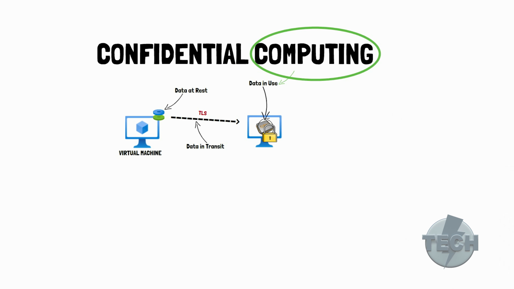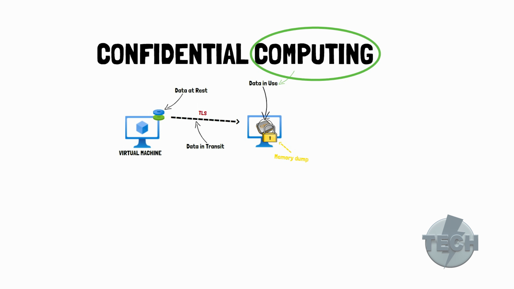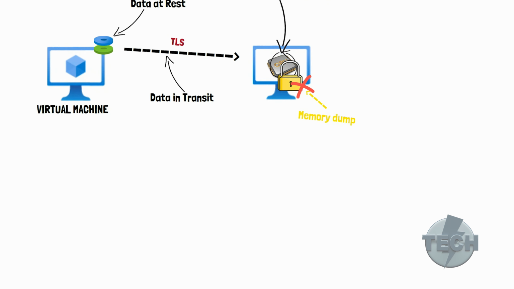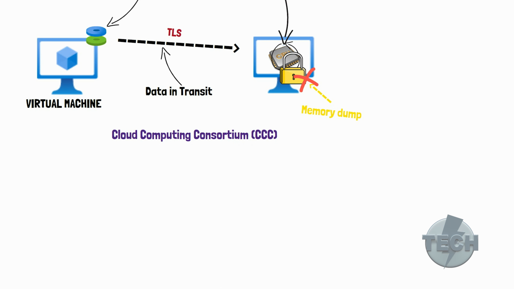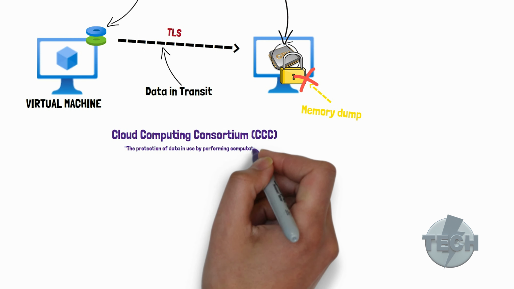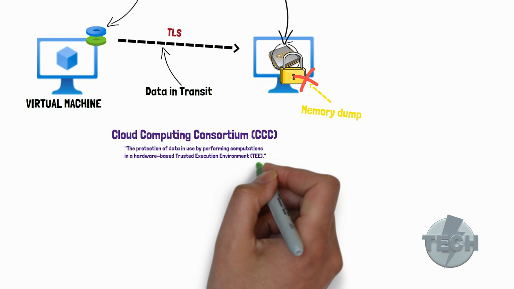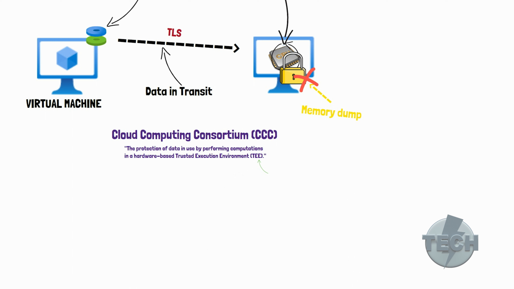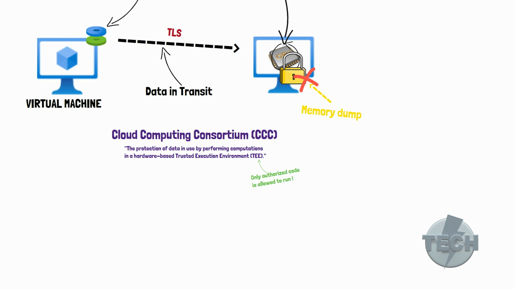You need to protect the data from malicious actors who want to, for example, perform a memory dump of your server. So, the Cloud Computing Consortium, CCC, defined confidential computing as the protection of data in use by performing computations in a hardware-based trusted execution environment, TEE. TEE means that only authorized code is allowed to run. Any data in the TEE can't be read or tampered with outside the environment.